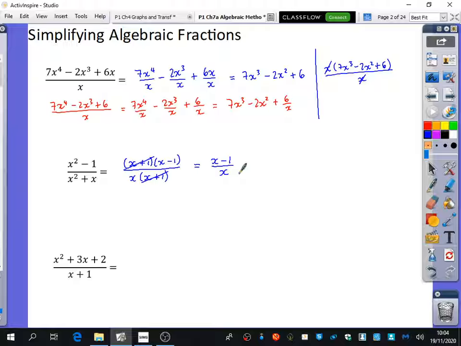What this really means is if you substituted a value of x into this expression, and you substituted the same value of x into this expression, you would get the identical output because they are the same expressions. They just look different to each other.